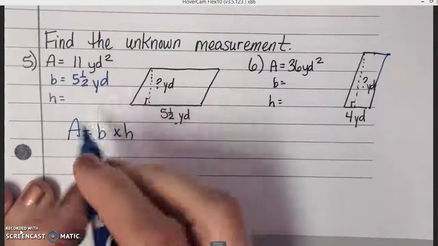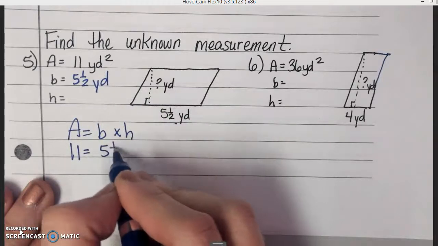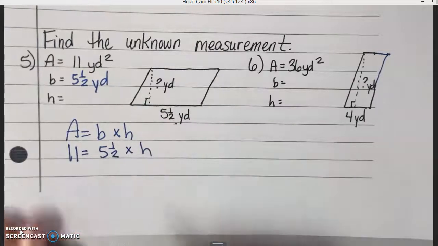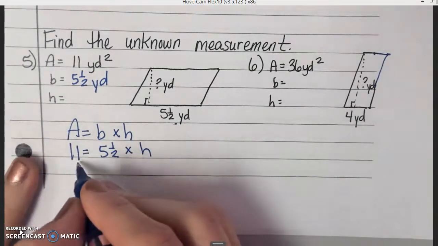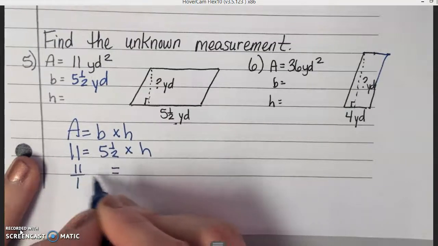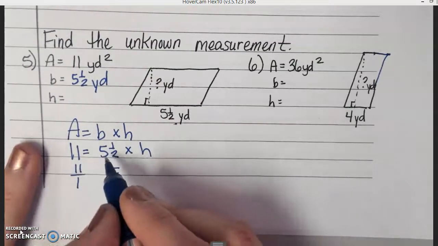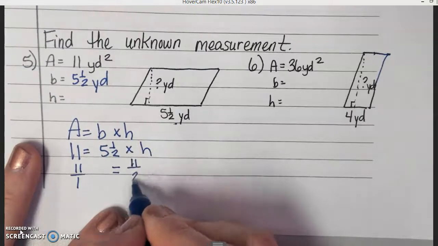I'm replacing A with 11, the base with 5.5, and I'm trying to find height. Before I go ahead and start trying to figure out what H is, I'm going to go ahead and make that 5.5 an improper fraction. And I'm going to go ahead and put a 1 under 11. And I'm putting some space there. So 5 times 2 is 10 plus 1 is 11 over 2.